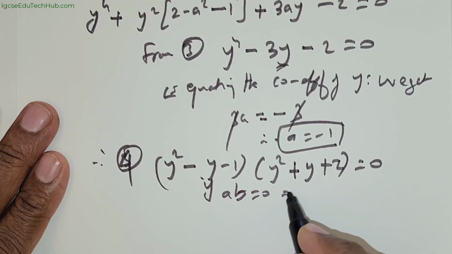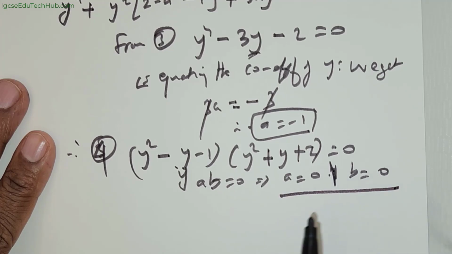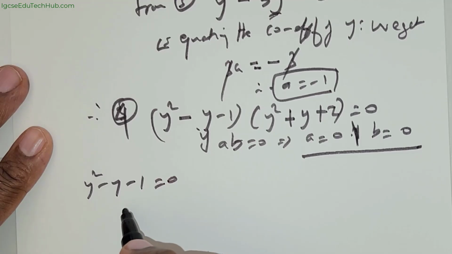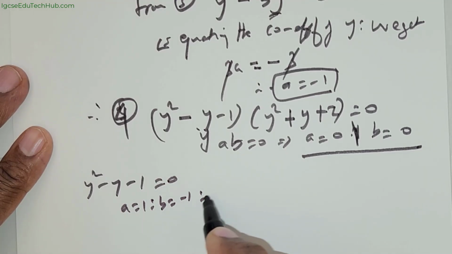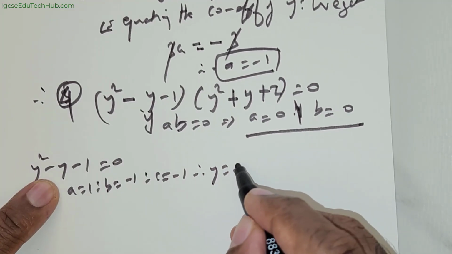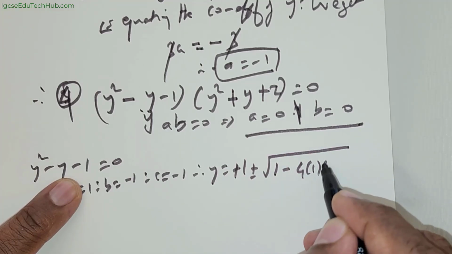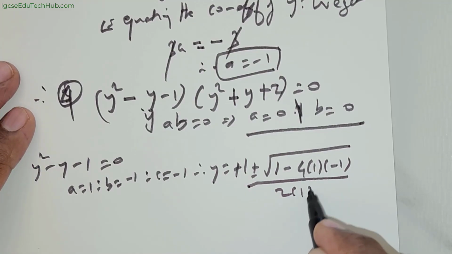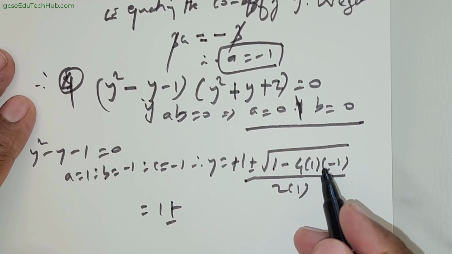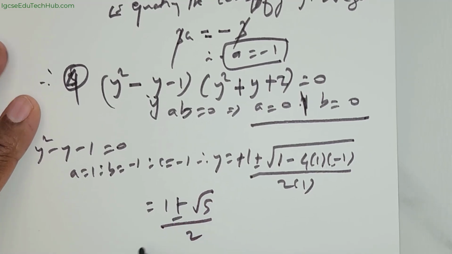If ab is equal to 0, this means a is equal to 0 or b is equal to 0, right? So y² − y − 1 is equal to 0. This means a is equal to 1, b is equal to −1, c is equal to −1. Therefore y is equal to −b, that's positive 1, plus or minus root of b² which is 1, minus 4 times a times c which is −1, divided by 2a, which is 1 plus or minus root of 1 plus 4, so root 5, divided by 2.